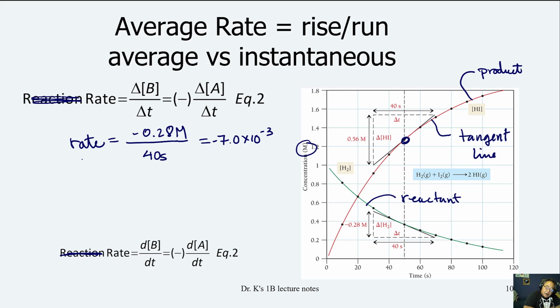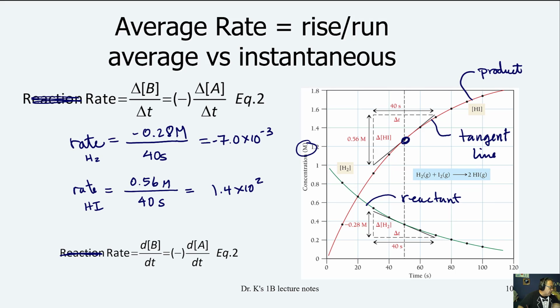So this is the rate for H2. We're going to do the rate for HI. So that's going to be, again, measuring 0.56, right? And then that's units of molarity. And then I'm going to do 40 seconds again. And you notice that it's 0.56 positive because it's increasing, right?